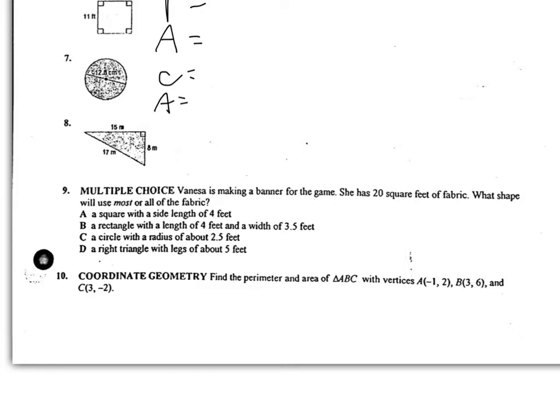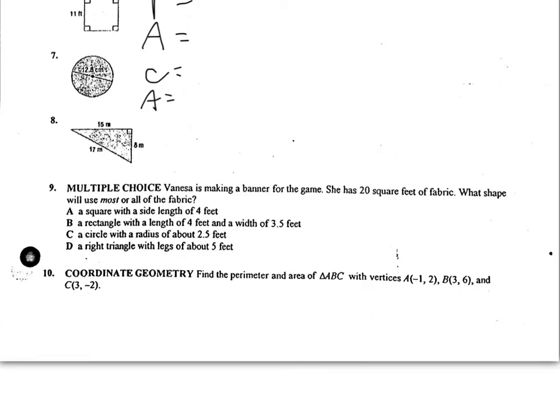Here you have vertices A, B, and C. Find the perimeter and the area. Basically, you have to find the length of the sides. So you're going to have to use the distance formula for AB, BC, and then AC. That will give you the perimeter when you add up all the lengths. And then it's going to be a triangle, so 1/2 the base times the height. You'll have to use that triangle formula for that.